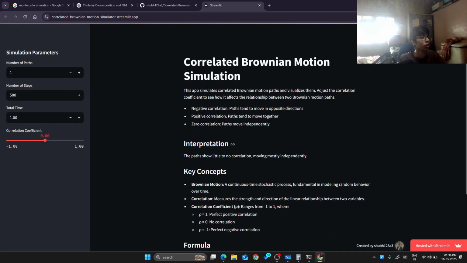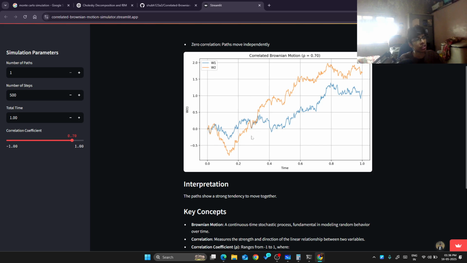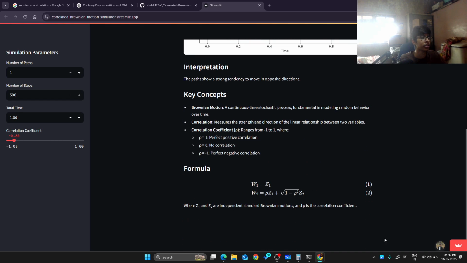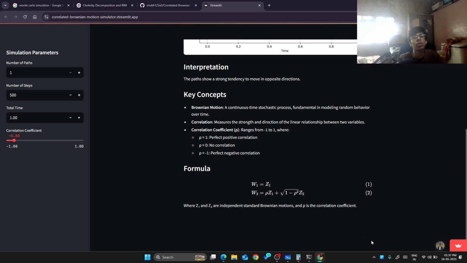The app is working now. Correlated Brownian motion. See, if there is zero correlation, they are random. If there is a positive correlation, you can see they are following the same path. If there is a negative correlation, it will be the opposite: if there is a down, then there is up. Up, down. In this way, the Brownian motion will act. And the Cholesky decomposition helps us to multiply the matrix. Okay.